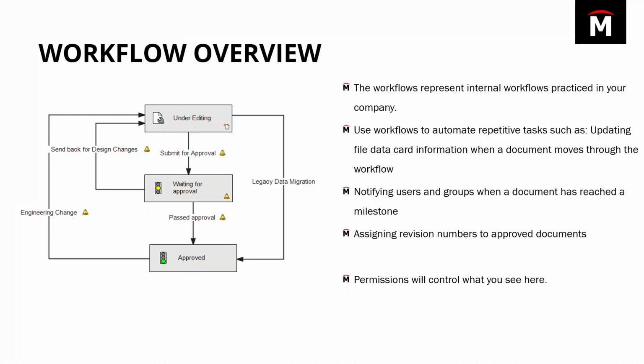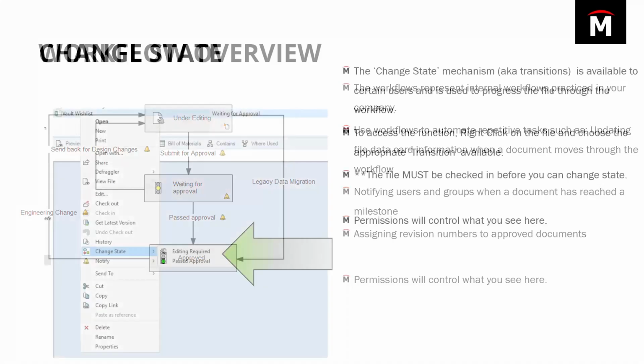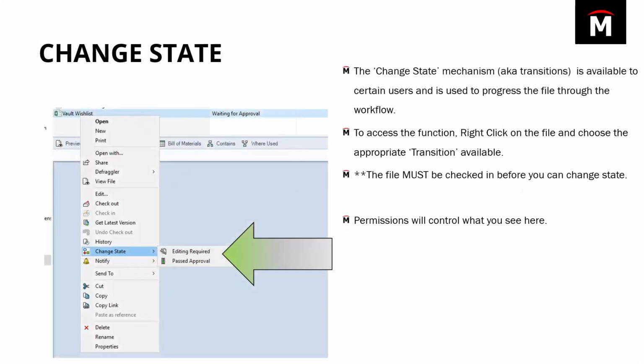The way that files move through the workflow is using something called state changes. Now, a state change is a mechanism, or what we call a transition. So it's a transition from one state to another as the file progresses through the workflow itself. Now, to access this function, you can right-click on a file, or there is a menu at the top, and you can access the transition through that as well.